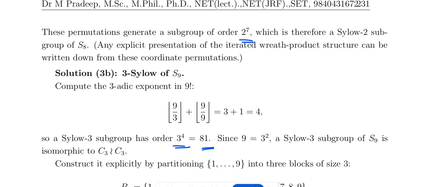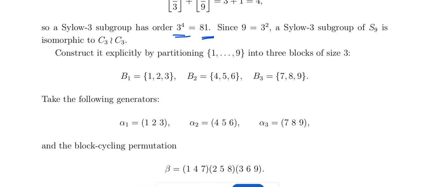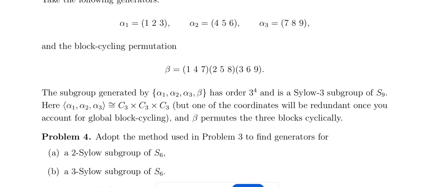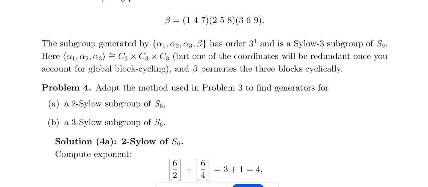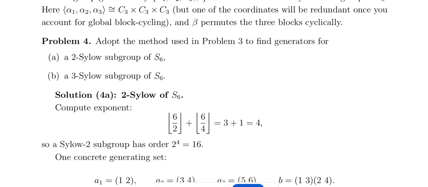That is called the 3 square, that is the Sylow 3 subgroup of S9 is isomorphic to C3 × C3, they have given. Leave it. So the Sylow 3 subgroup has order 3 power 4 equal to 81. We can find this out. So we can find out the order of the Sylow 3 subgroup using this concept. In the same way, find the generators; generators means the order.